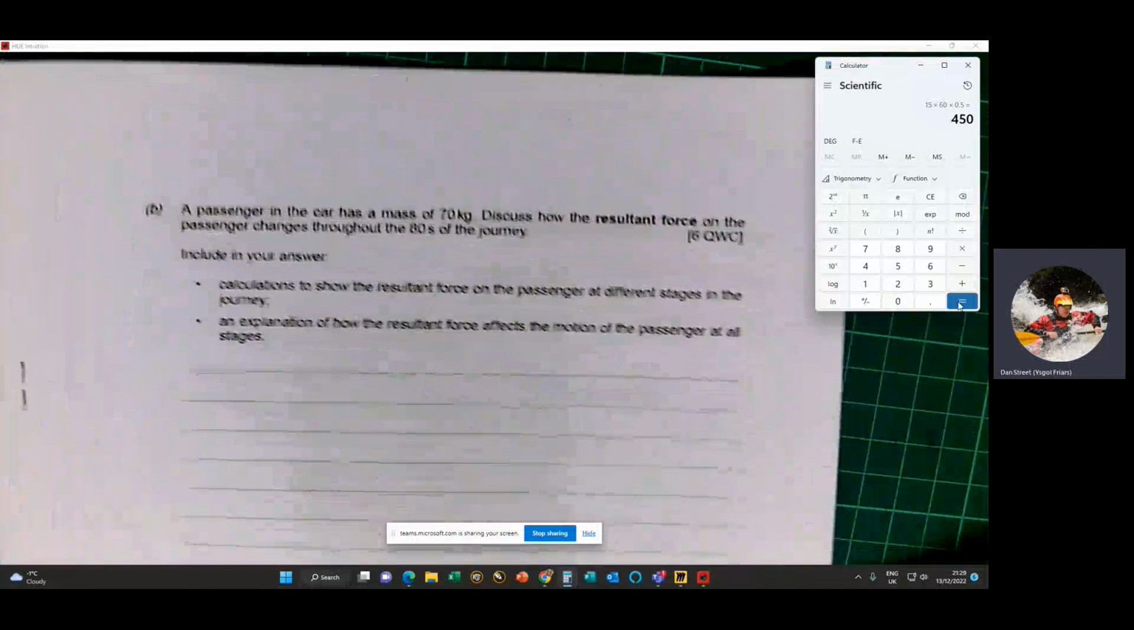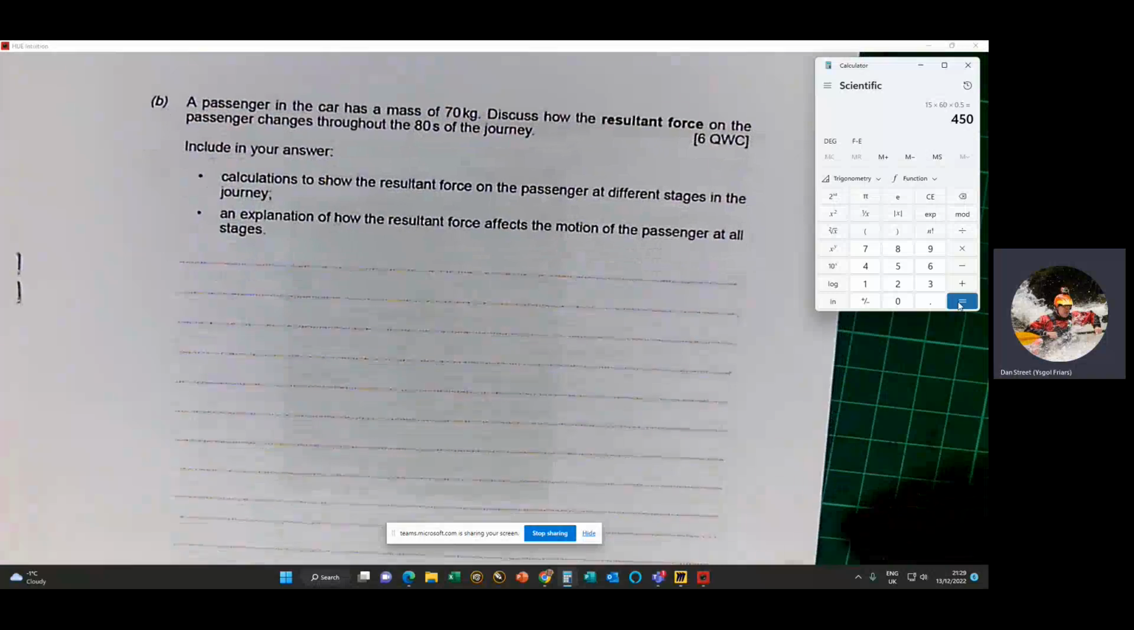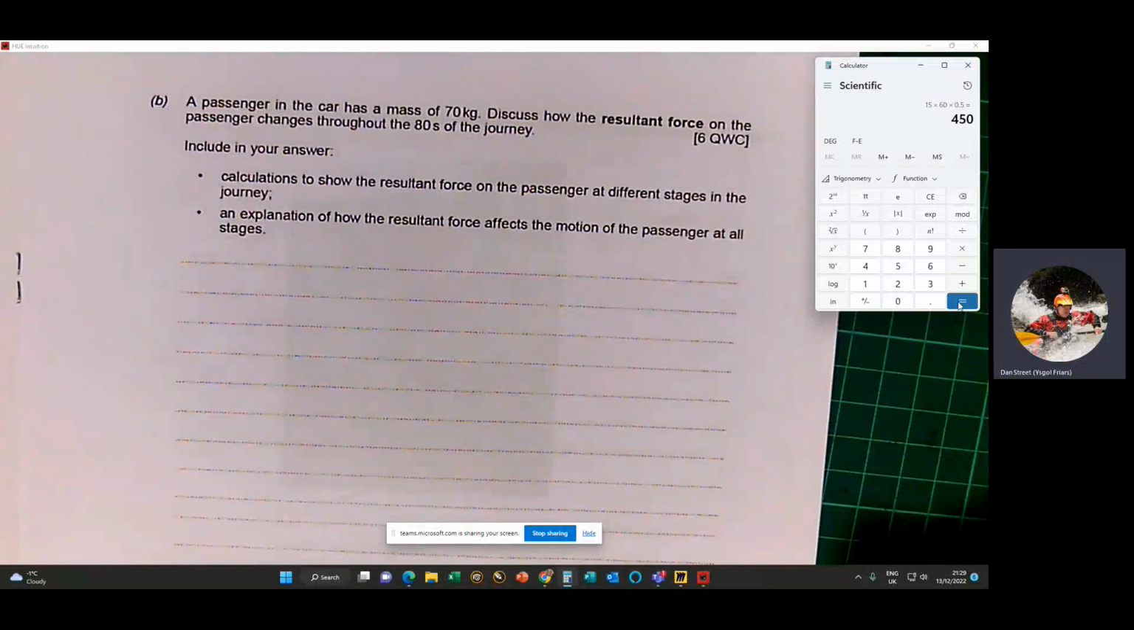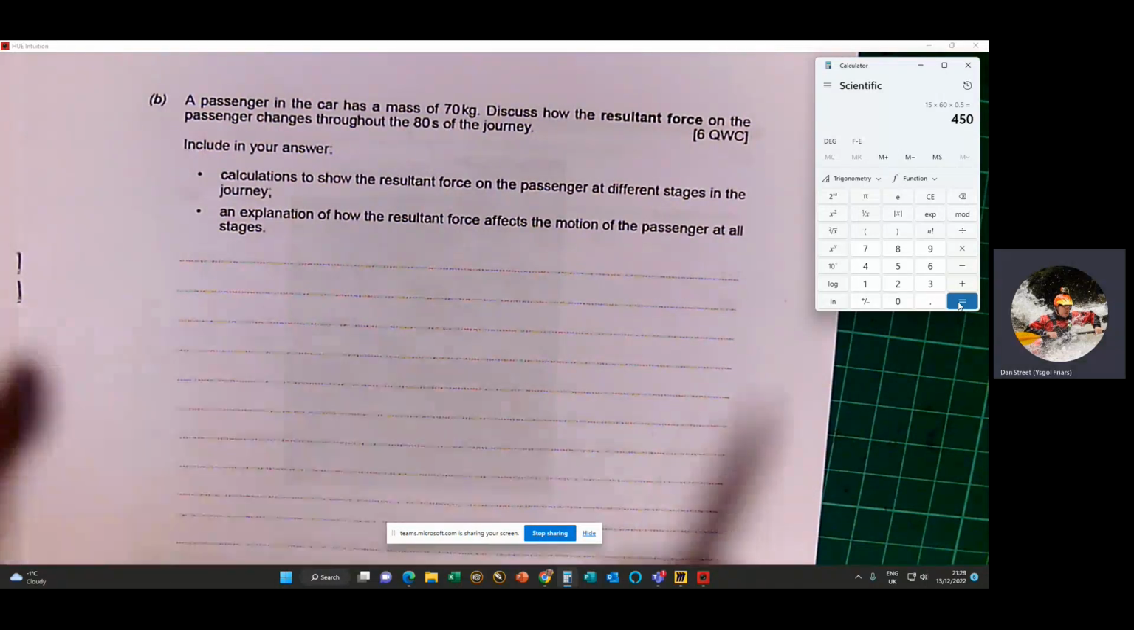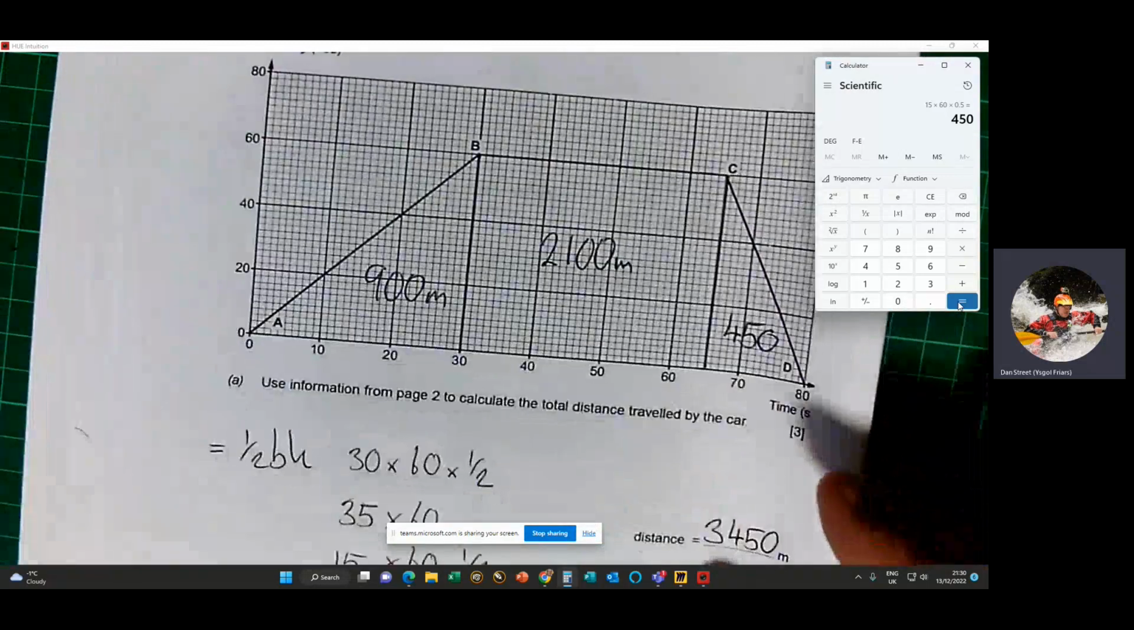The next question says, a passenger in the car has a mass of 70 kilograms. Discuss how the resultant force on the passenger changes through the 80 seconds of the journey. Include in your answer calculations to show the resultant force on the passenger at different stages in the journey, and an explanation of how the resultant force affects the motion of the passenger at all stages. So we have a brief discussion and then I'll refer to the official mark scheme.